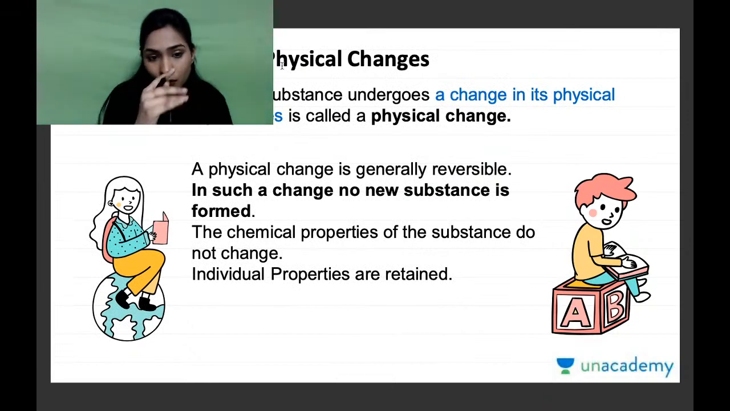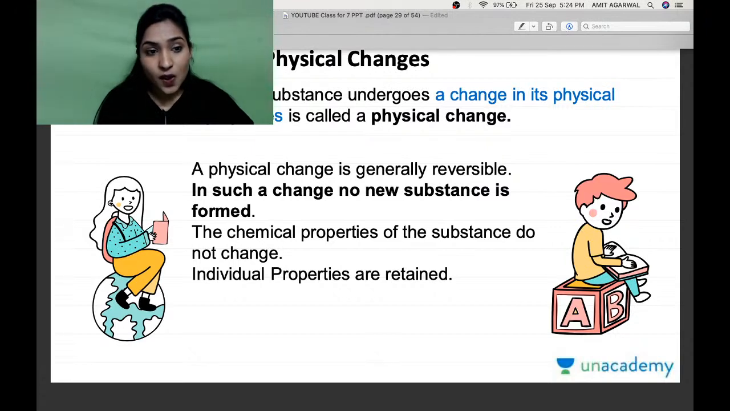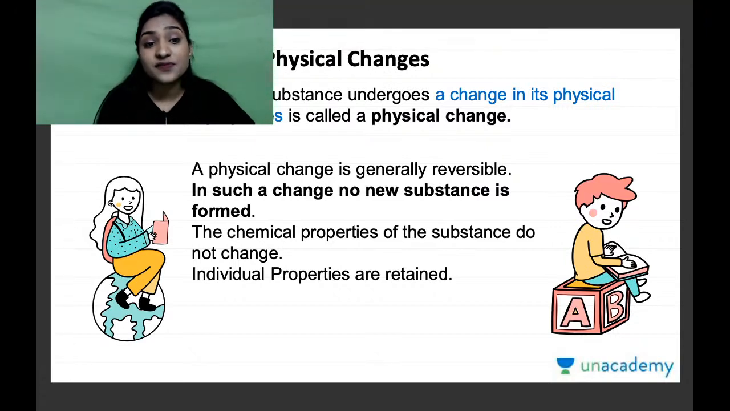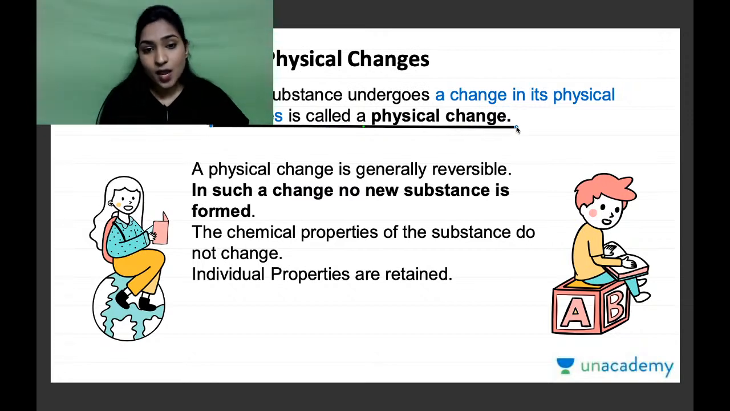So now a change in which a substance undergoes change in its physical properties is called a physical change। ये हमें already पता है कि अगर कोई भी change में खाली उसका physical properties, can you tell me the 4 physical properties?